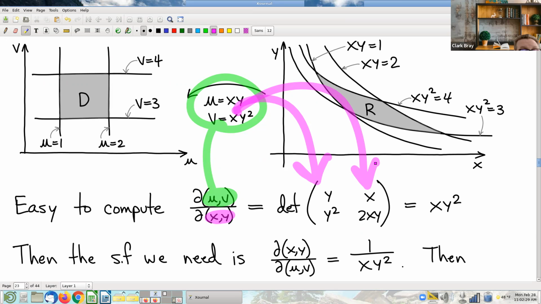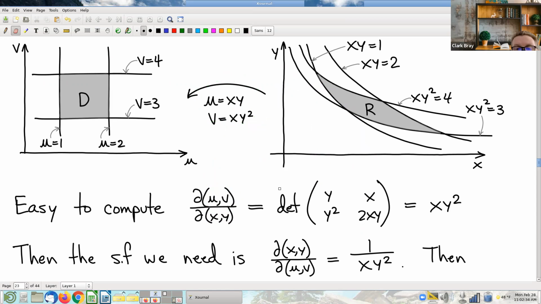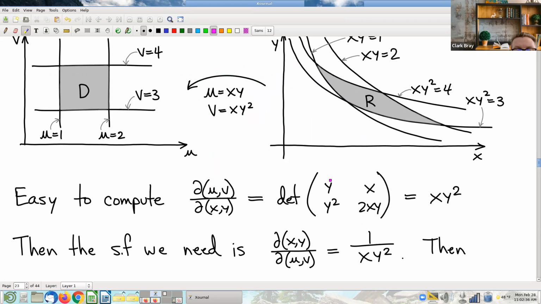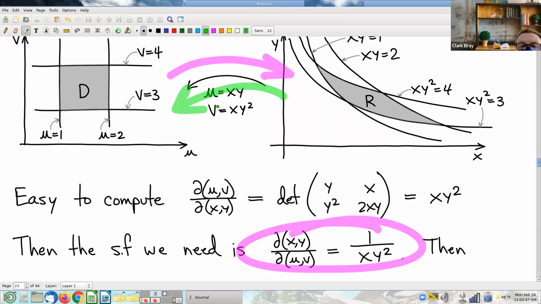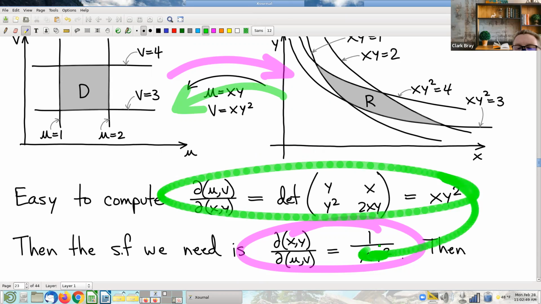That computes the stretching factor, again, going the wrong way. Fine, I want the other one. I want to think about how are x and y functions of u and v, and how does that stretching factor work? Well, it's just the reciprocal. It's the reciprocal of the easy one to compute that I already computed. Everybody good?